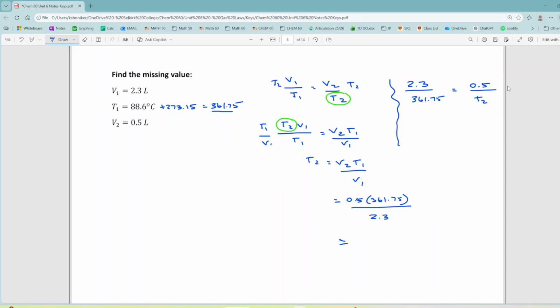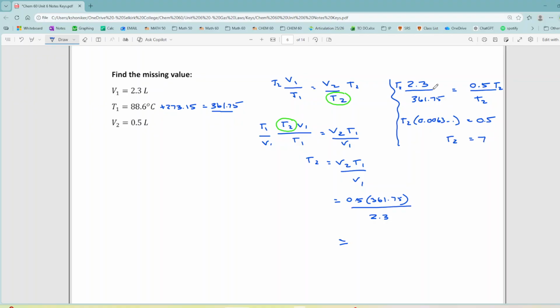which is the same thing as I'm going to be doing over here to solve this one. So to solve this one, the first thing I would do is multiply both sides by T2. Now, some people will actually plug in 2.3 divided by 361.75. The reason I never do it this way is I hate maintaining decimal places, right? Because if I plug this in, I've now got T2 times this 0.0063... and is equal to 0.5. And then I'm going to go T2 is equal to 0.5 divided by that.